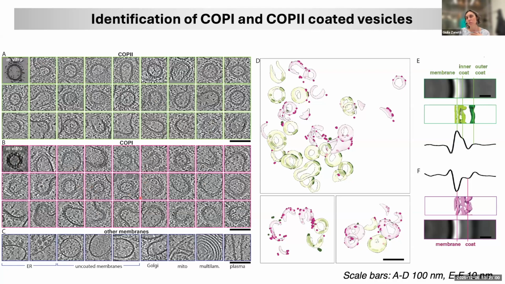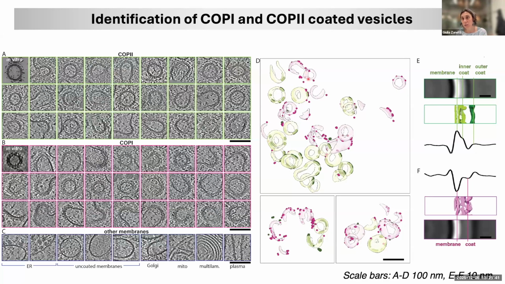And so we decided to try to do this in a more unbiased and quantitative manner. And we did template matching. So this is a technique where we took a structure of the COP2 coat that was deposited in the EMDB, the EM database, and one of the COP1 coat. And with these two structures, we searched around our tomograms to find the positions that gave the best match.